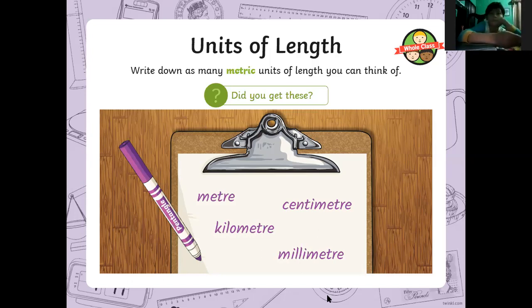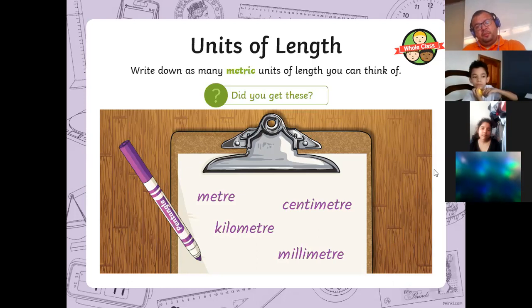So let's see. We have these ones, all of these ones are units of length. Also, if you think the millimeter is the smallest unit of length that exists, no. We have one more that is called decimeter. Okay, here it comes.